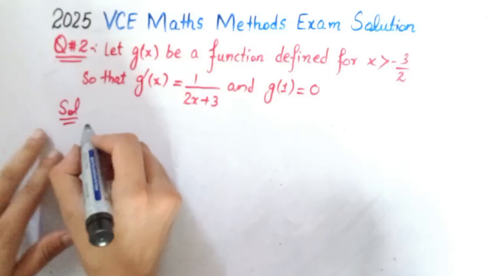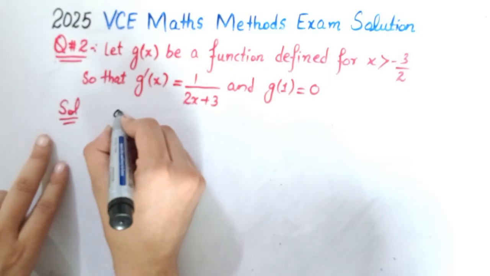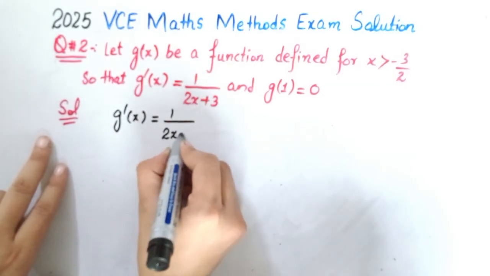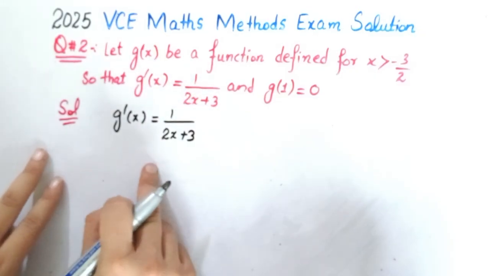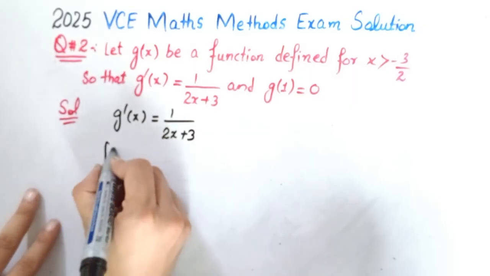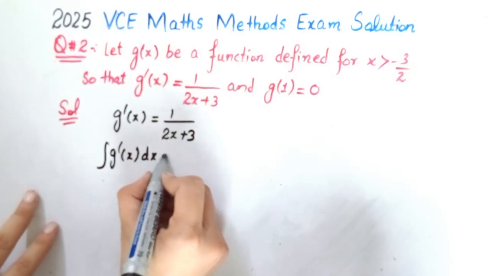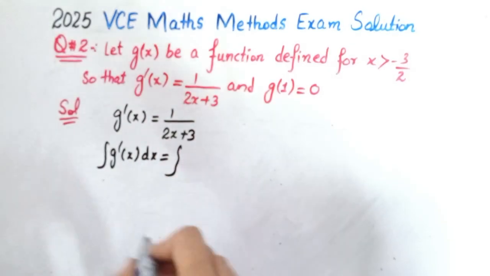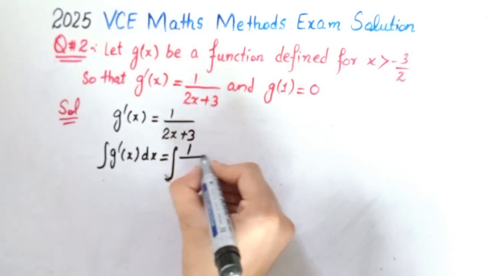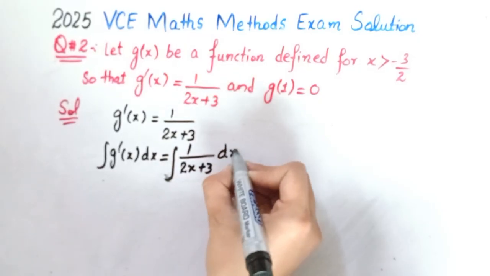So how will we start solving this? First of all, write g dash of x given as 1 by 2x plus 3. To find g of x, you will integrate the function g dash of x. So the integration of g dash of x equals the integration of this function also, 1 by 2x plus 3 dx.